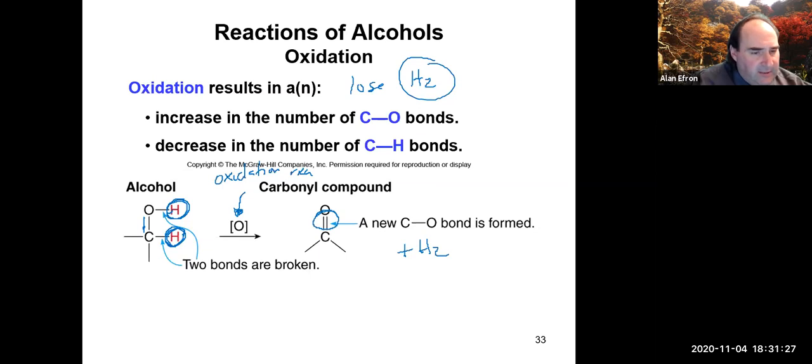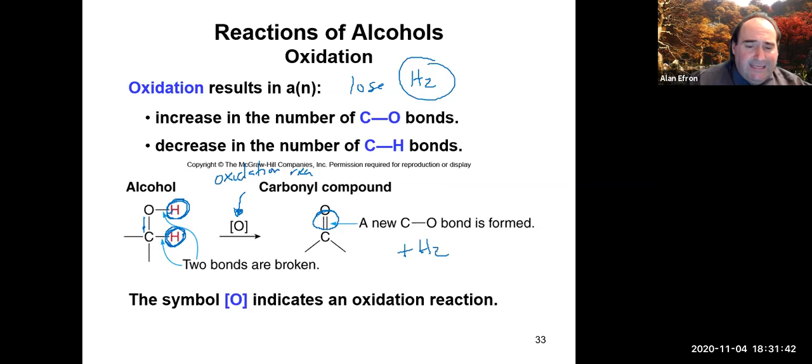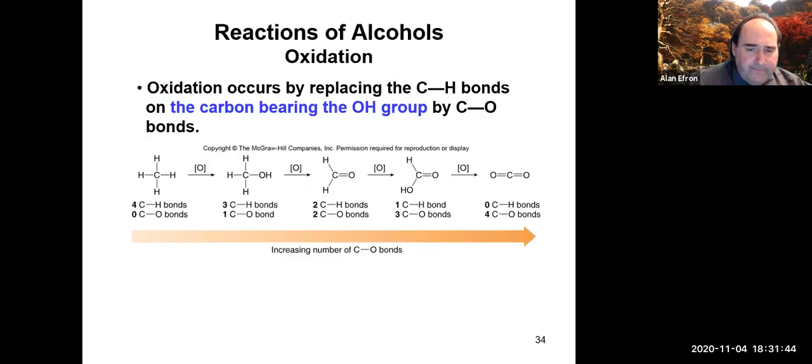So in an oxidation reaction, two hydrogens come off, one from the oxygen, one from the carbon attached to the oxygen, and then you double bond it right between those two, the carbon and the oxygen. Absolutely everything else stays exactly the same.